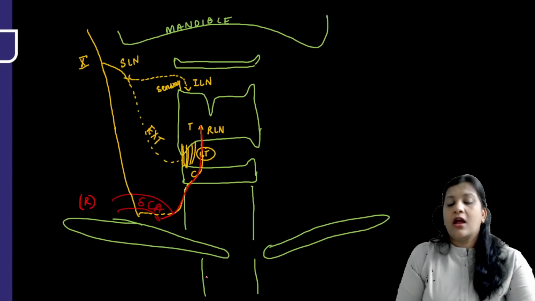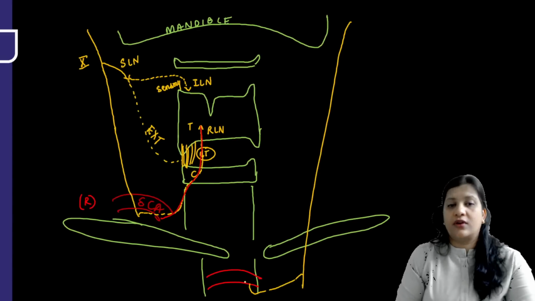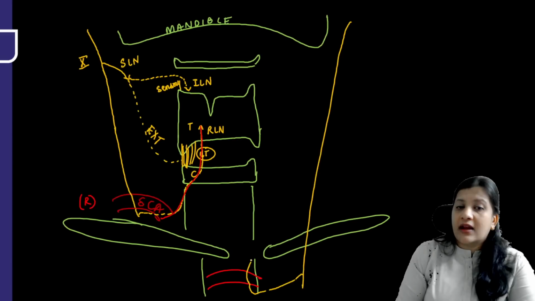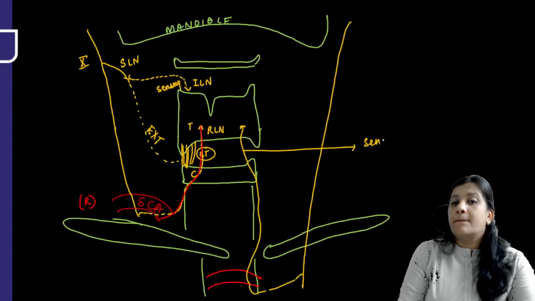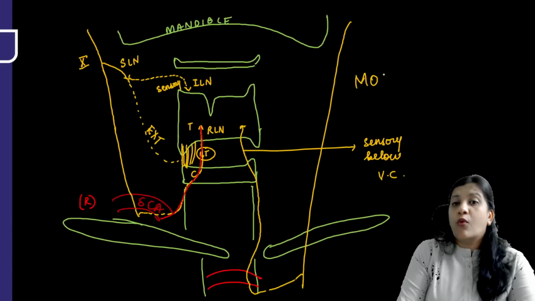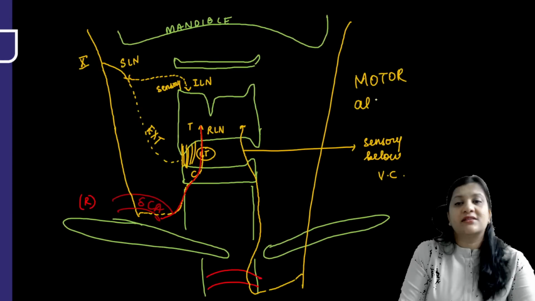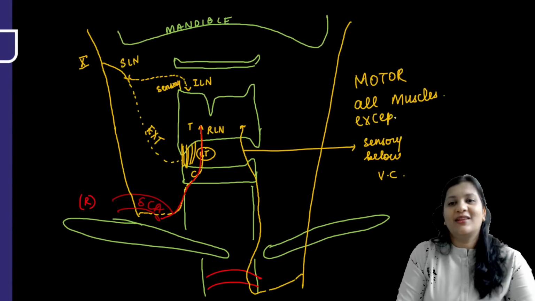On the left side, the recurrent laryngeal nerve is given off from the vagus nerve at the level of the arch of aorta. It winds around the arch of aorta, enters the tracheoesophageal groove and supplies the larynx, sensory below the level of vocal cords, and it is motor to all the muscles of the larynx except cricothyroid.